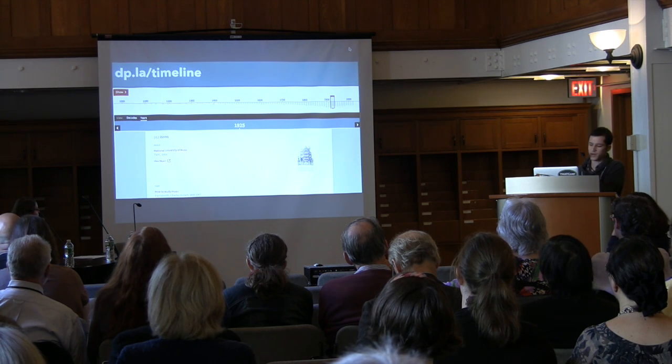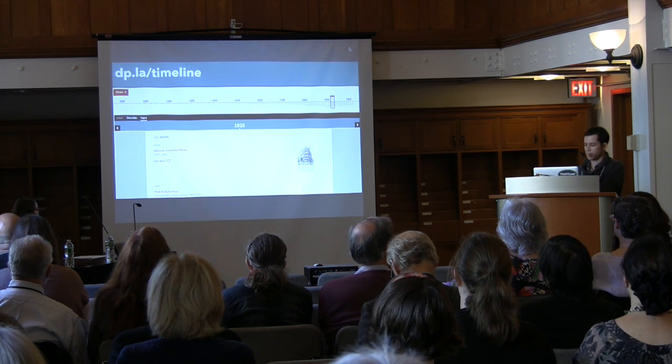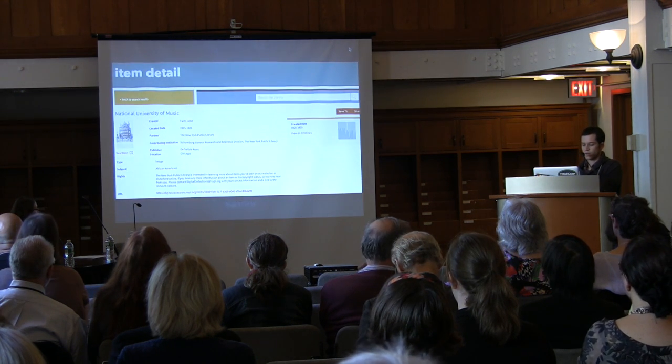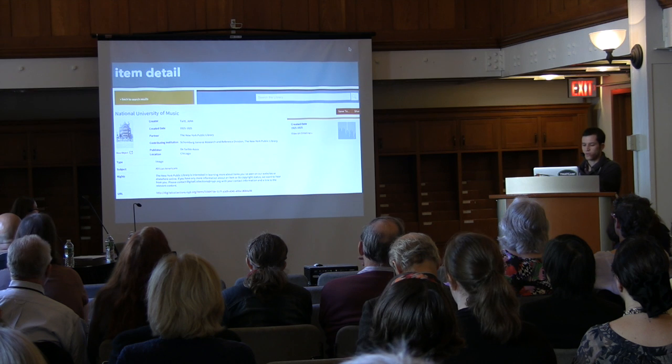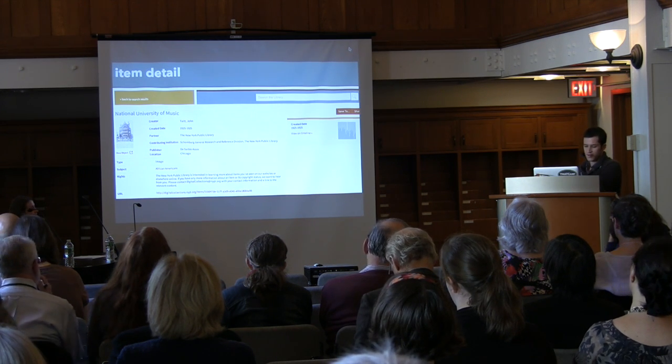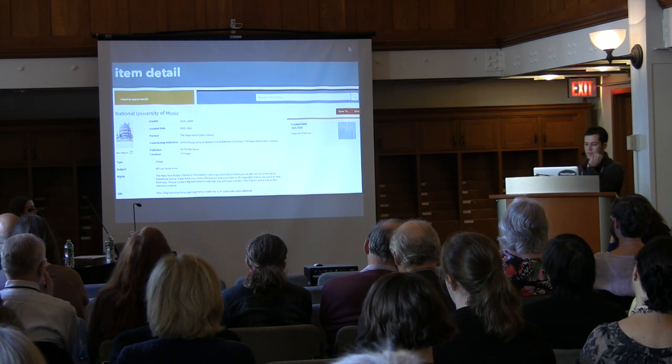So 162 items from 1925. If we were to click on that first record, the National University of Music, it would take you to the item detail page. And this is what a record looks like in DPLA. I would say it's fairly standard. Kind of got standard metadata fields here.